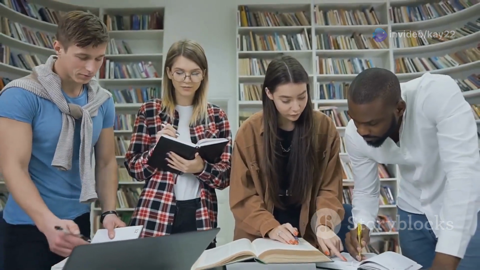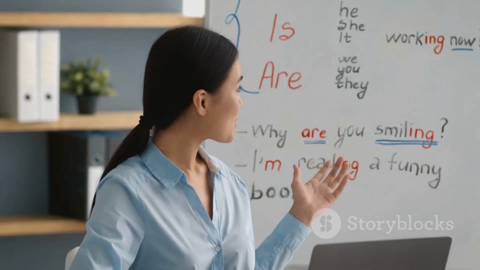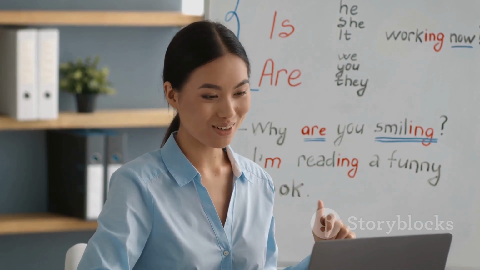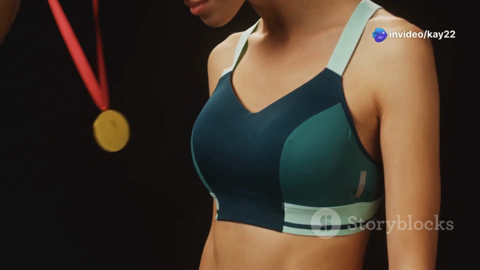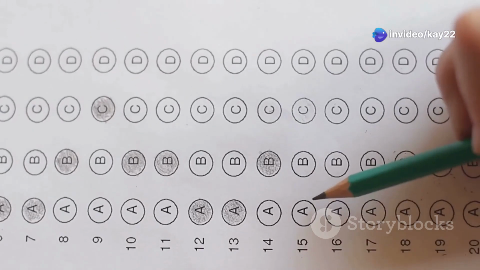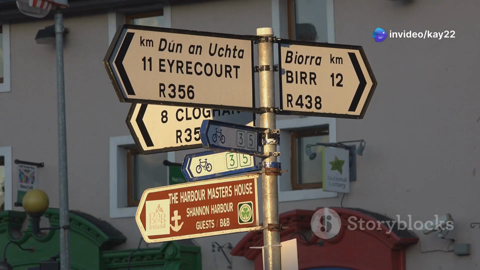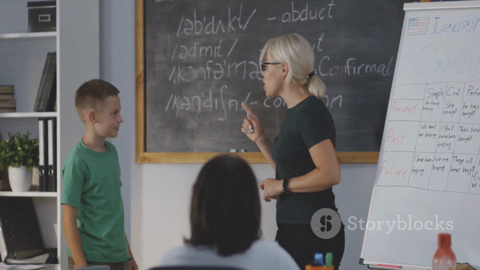Lastly, distributive pronouns. These refer to people or things one at a time rather than collectively. Examples. Each of the players received a medal. Neither of the answers is correct. Either of the roads leads to the city, so there you have it.